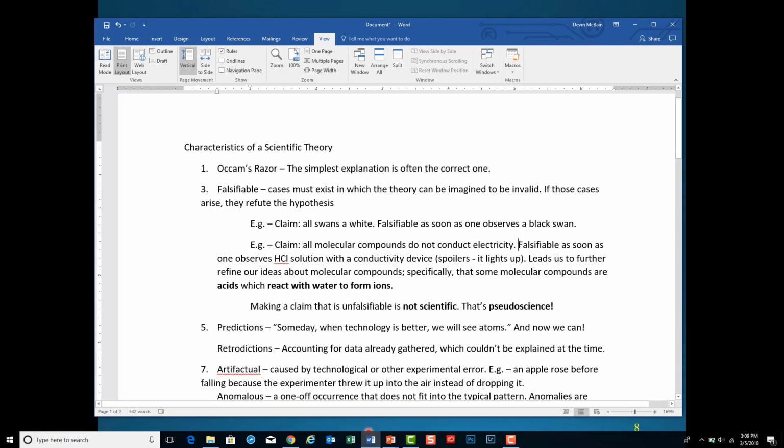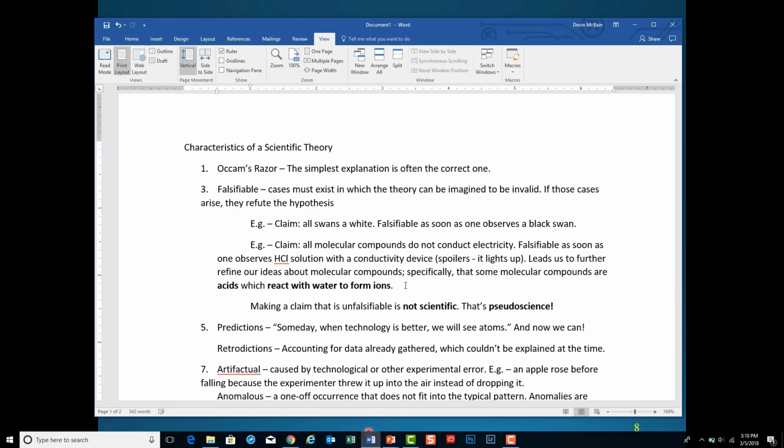But that claim was falsifiable as soon as we started getting into Chem Activity 6 last week, where we had Dr. Nichols's little diagrams showing that hydrochloric acid actually does light up a conductivity device, okay? But HCl, as you recall, is made out of entirely non-metallic elements. It's made up of hydrogen and chlorine, and both of those are non-metals, okay? So how can something with all non-metallic elements conduct electricity in a solution?